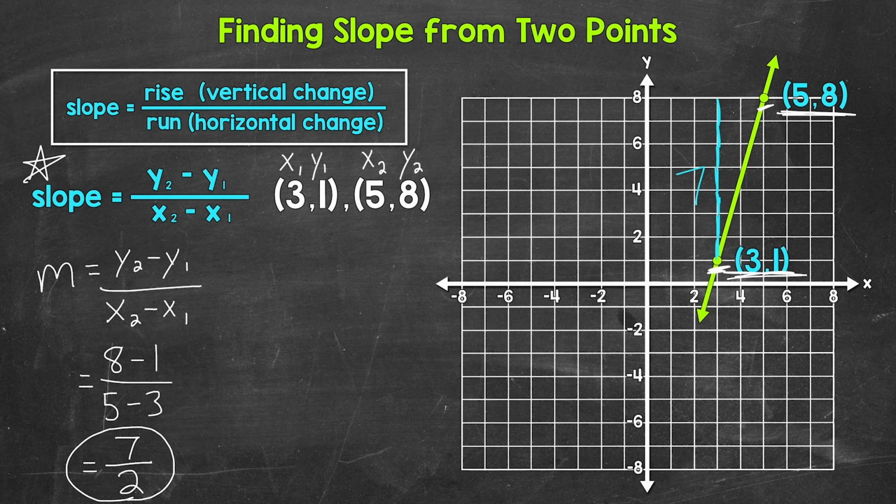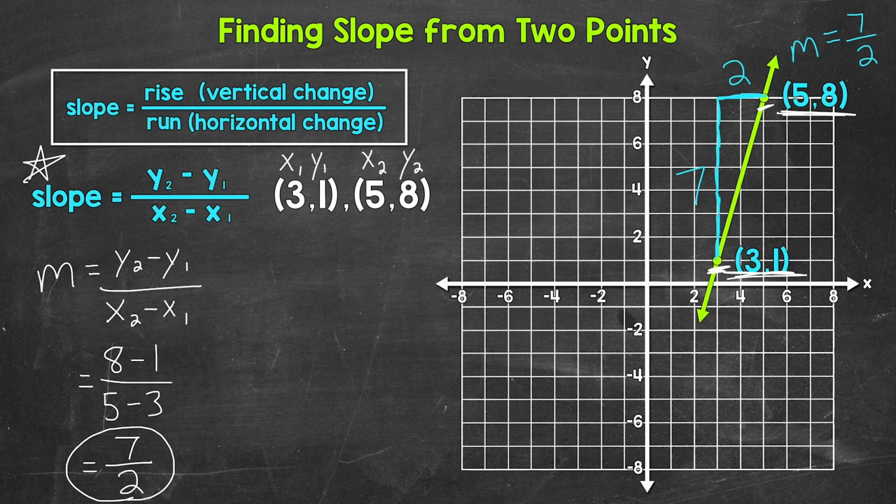And then as far as the run, we need to go over 1 unit, 2 units. So the run is 2. So we get the same slope that way as well. So rise of 7, run of 2.